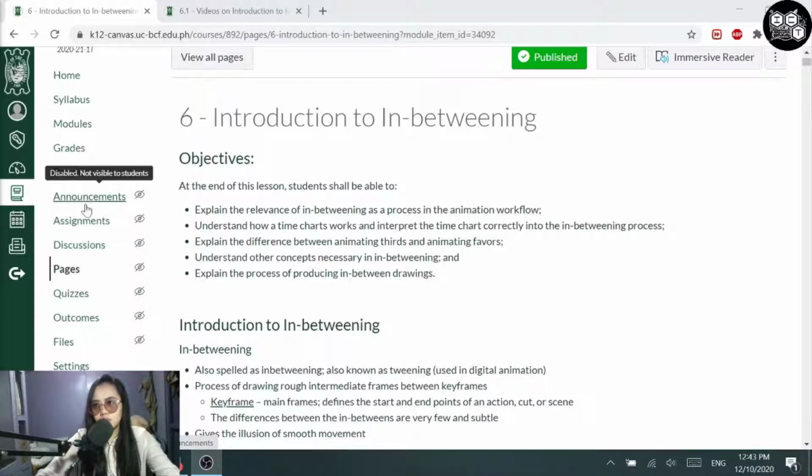The next few lessons, I think for module 7, are about how you're going to use compositing tools. Module 8 and module 9 are for favors and thirds, and then the 10th one is the actual application. So with that, let's focus on the introduction to the concepts itself.